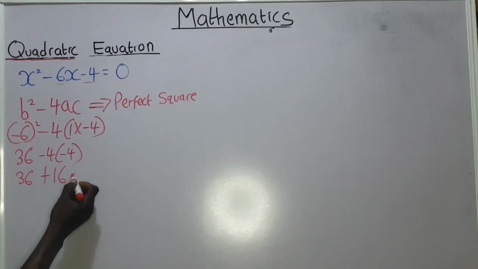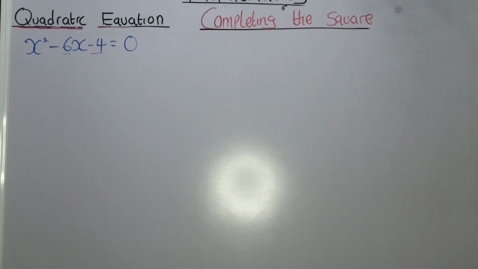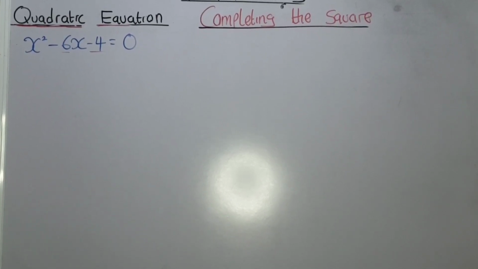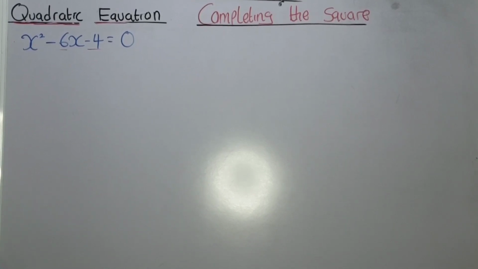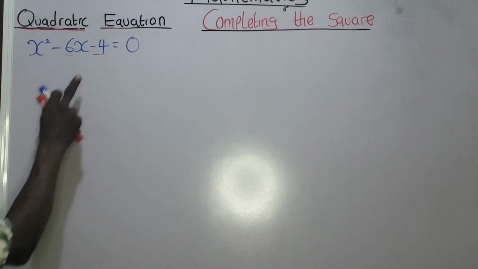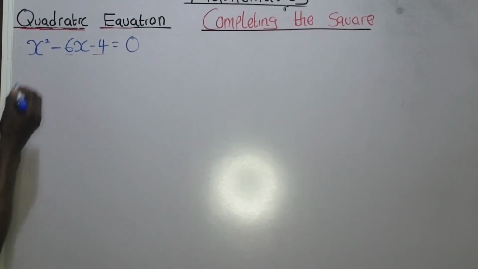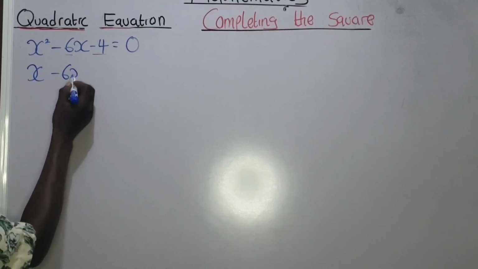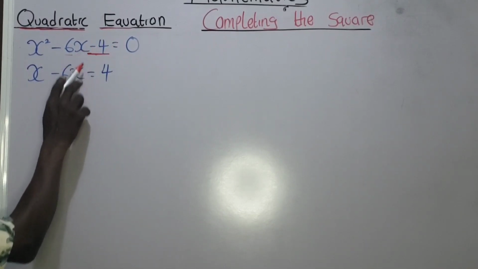So here you can see that 52 is not a perfect square. As you can see, the quadratic equation doesn't have a simple factor. So we solve this using the completing the square method. In an attempt to solve this, the first step is to take the constant term to the right hand side of the equation. So here I'm going to have x squared minus 6x equals 4, because the constant term is negative 4. When it crosses the equals to sign, the sign changes to positive.